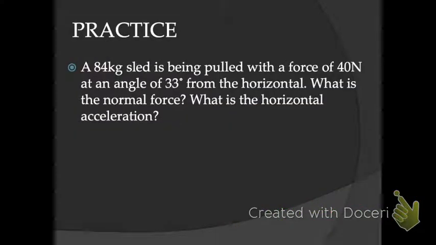An 84 kilogram sled is being pulled with a force of 40 newtons at an angle of 33 degrees from the horizontal. What's the normal force and what's the horizontal acceleration? So we have two different things that we're looking for here.